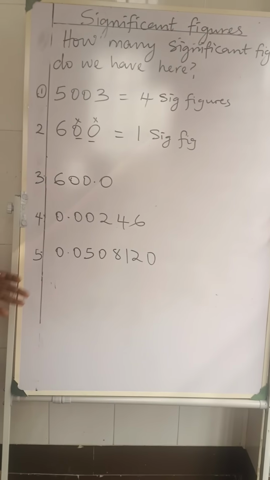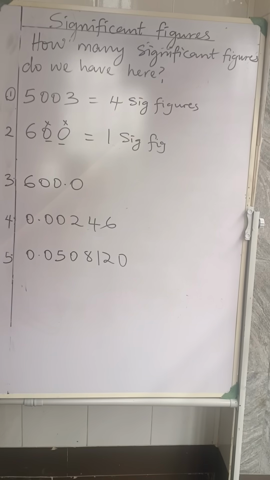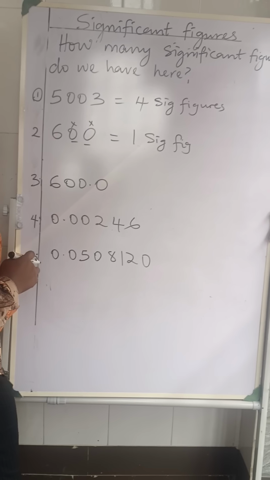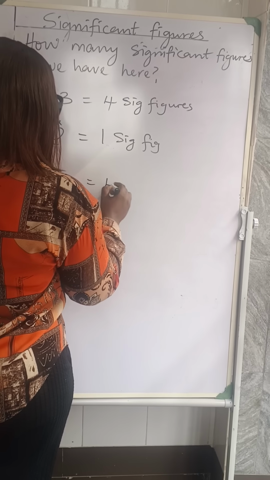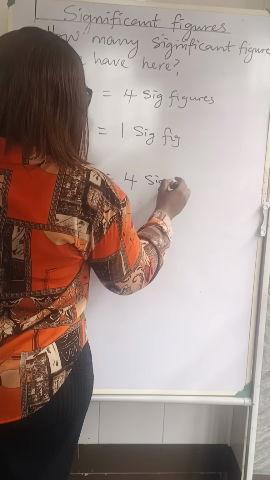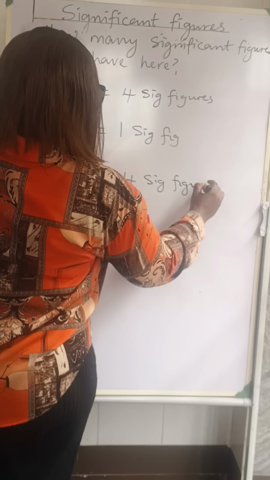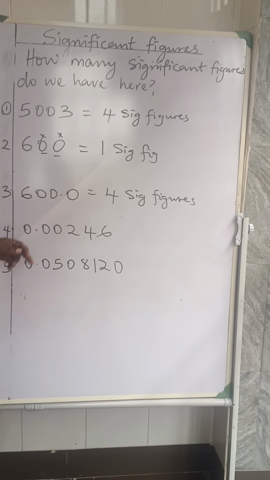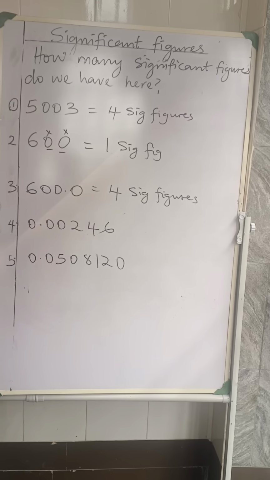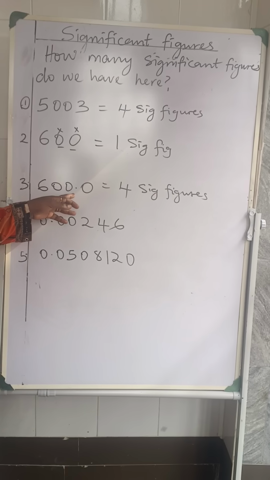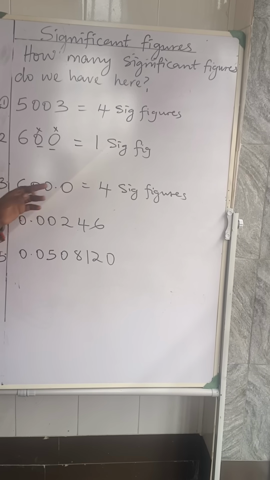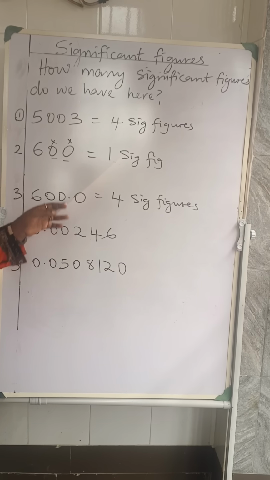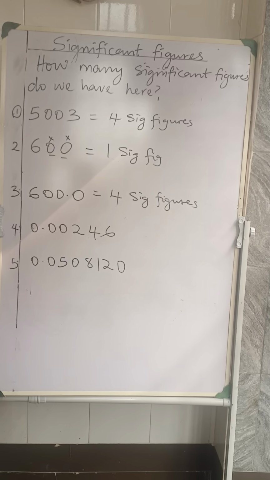Let's look at number 3, 600.0. How many significant figures are in 600.0? There are four significant figures. Why are they four? Remember that these are also trailing zeros. They are trailing zeros, yes, but because there is a decimal, that is why they are counted. So we'll have four significant figures for number 3.